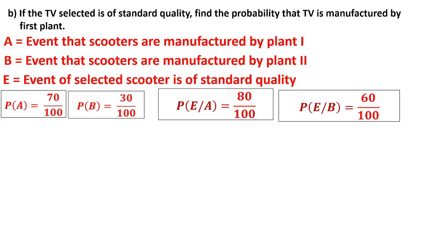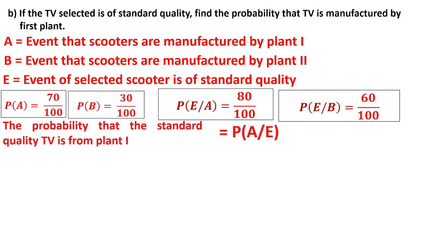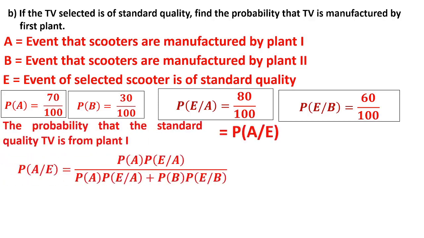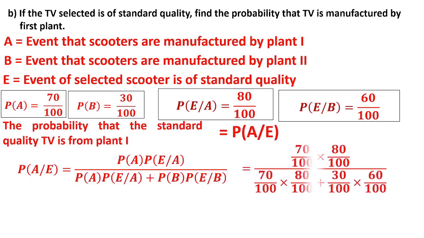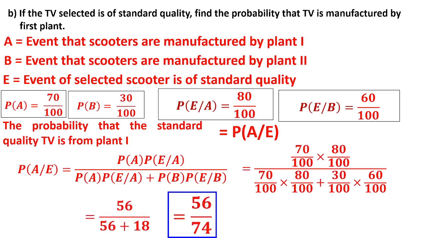Let us go to the second question. If TV is selected of standard quality, find the probability that the TV is manufactured by first plant. It is Bayes theorem question. I am substituting the formula. P of A slash E is P of A into P of E slash A upon P of A into P of E slash A plus P of B into P of E slash B. Simply substitute the values. We are getting the final answer as 56 by 74.